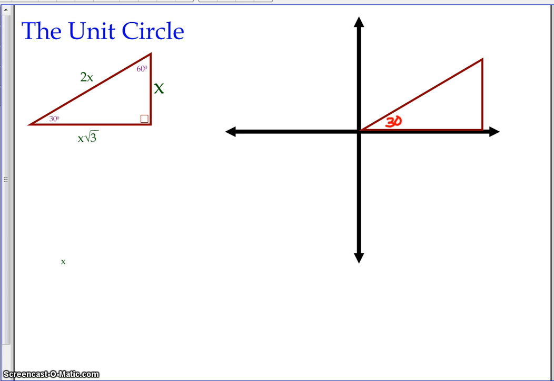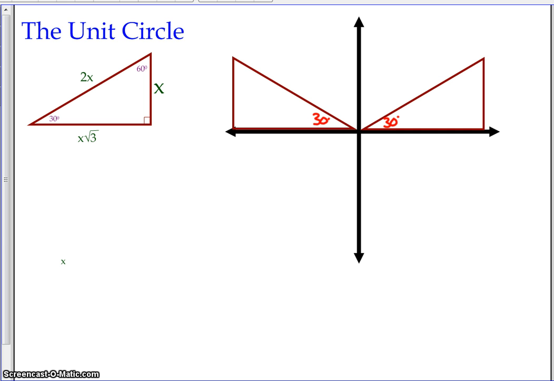But then, in the previous lesson, we also learned about reference angles, and how a reference angle can still be a 30-degree angle. In the first quadrant, that's what our 30-degree reference angle looks like. In the second quadrant, that's what it looks like. This still has a 30-degree reference angle. It's the same triangle, just flipped over the y-axis.